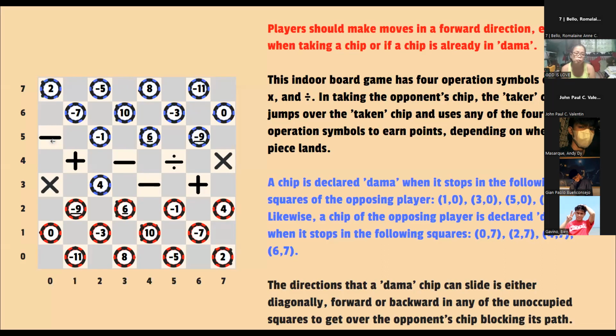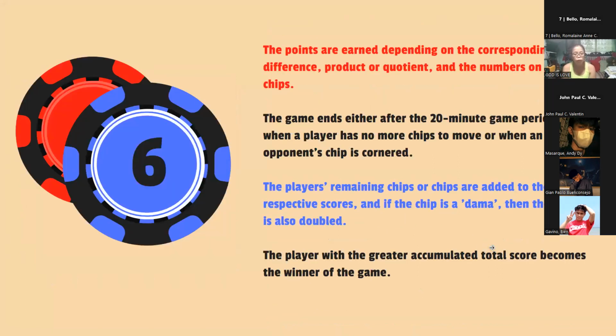Tapos yung points niya, madodoble. So kunyari, nag-land itong 6 plus 4, nag-land siya dito, so bali magiging 10. Times 2, yung points niya magiging 20. Pero kung dito naman, kung dito siya gusto niya mag-land, 6 minus 4 is 2, times 2, 4 lang yung magiging points niya. So next. The points are earned depending on the corresponding difference, sum, product, or quotient, and the numbers on the chip. So kagaya nga lang sabi ko, makakakuha tayo ng points sa kada move natin.